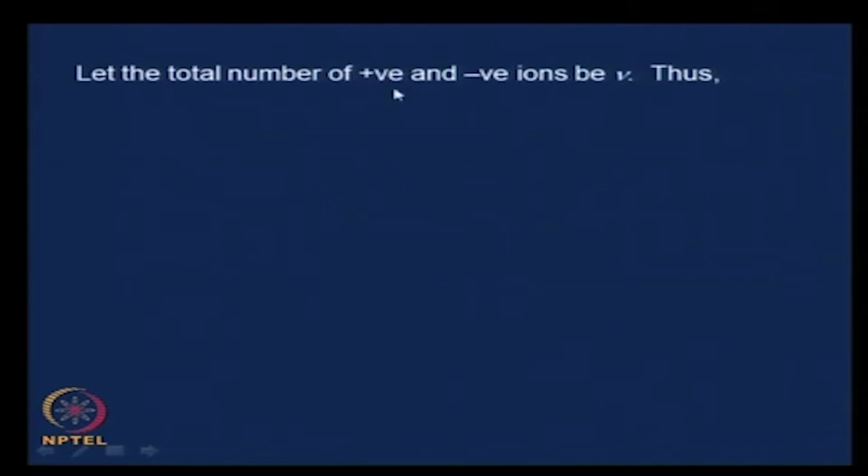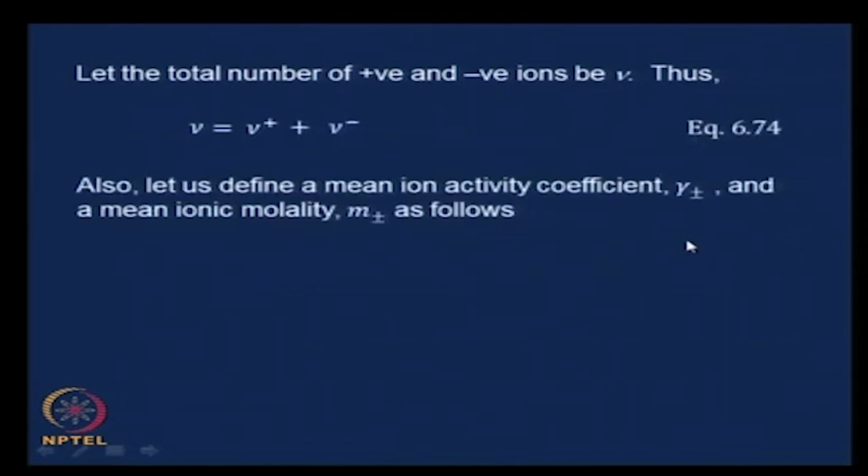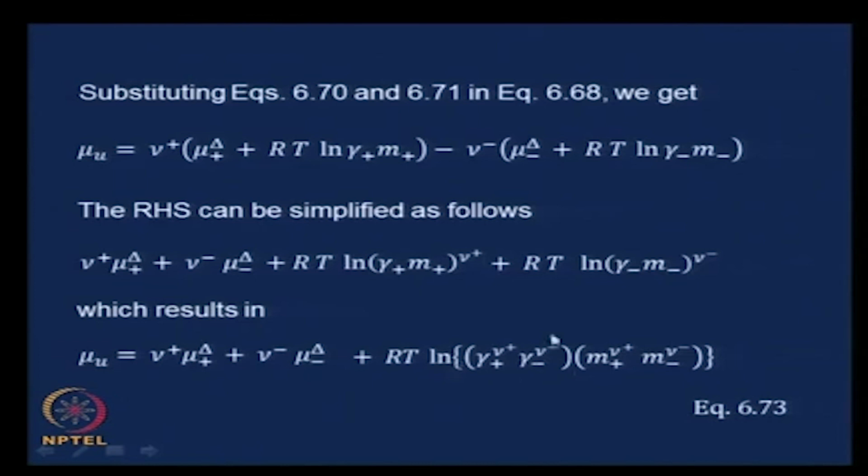If the total number of positive and negative ions is nu, that is what it means, and if we define a mean ion activity coefficient as gamma plus minus and a mean ionic molality as m plus minus. What do I mean by that? There are these terms here, I am just trying to simplify these terms. There are two terms, gamma plus to the power of nu plus, gamma minus to the power of nu minus, and similarly m plus to the power of nu plus, m minus to the power of nu minus. I am going to replace this with some mean value, I am going to replace this with some other mean value, that is what I am doing here.